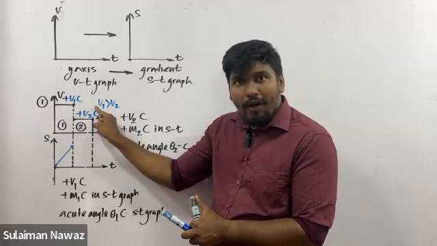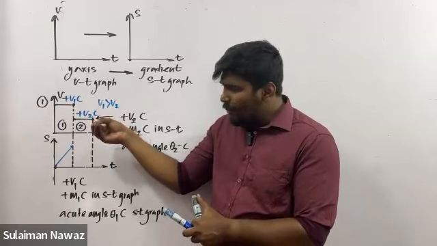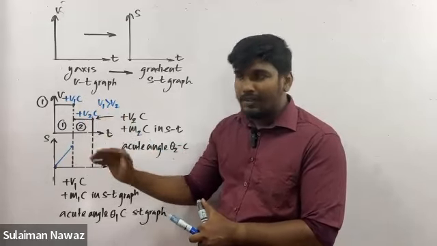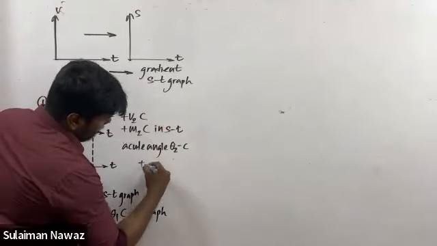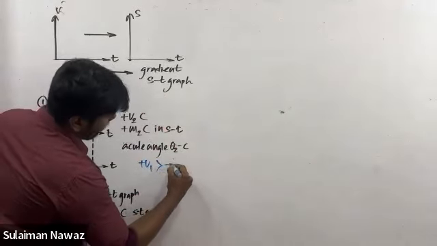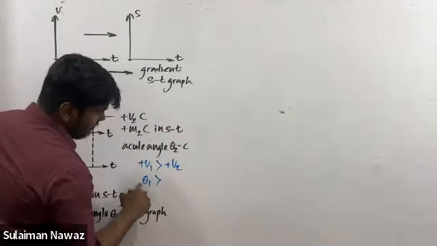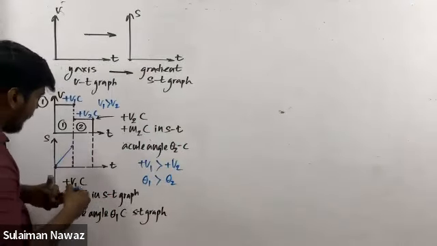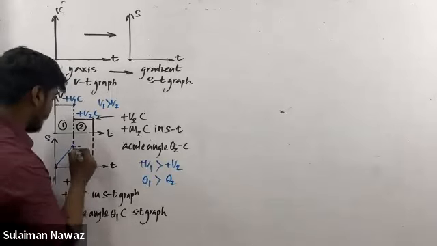Larger the positive velocity, larger the acute angle. Smaller the positive velocity, smaller the acute angle. So therefore, theta 1 is larger than theta 2. Plus V1 larger than plus V2, so therefore theta 1 acute angle is larger than theta 2. Then when you are drawing, the second graph should have small acute angle.